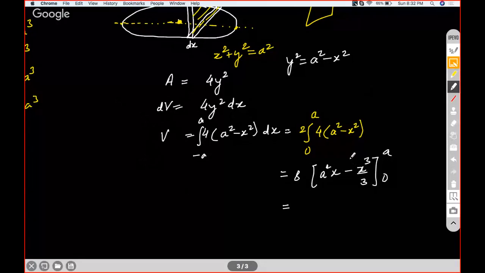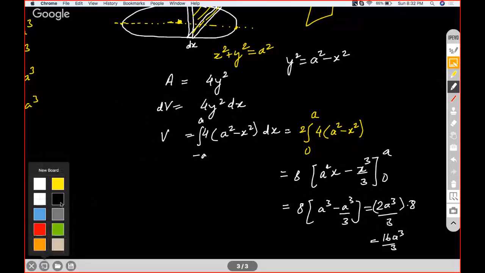So this will become a cube minus a cube by 3. So that becomes 2a cube by 3 into 8. So 16a cube by 3. Is that fine? Yes, sir. Aditya, clear? Yeah. Let's take another one.